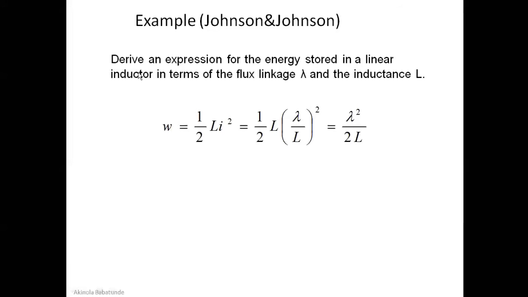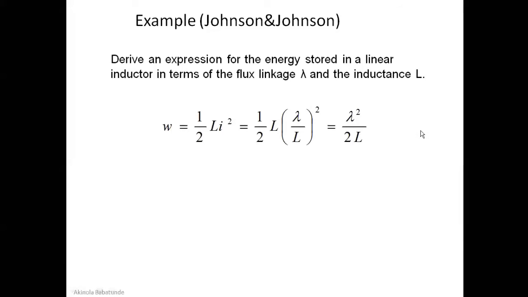And we were asked to derive an expression for energy stored in a linear inductor in terms of flux linkage. So you have lambda over L here. Eventually this gives you lambda squared over 2L. If you expand this bracket and carry out simple arithmetic operations there, you obtain lambda squared over 2L. So this is pretty much straightforward, and you have W equal to lambda squared over 2L. So energy now is in terms of the flux linkage, which is lambda here.